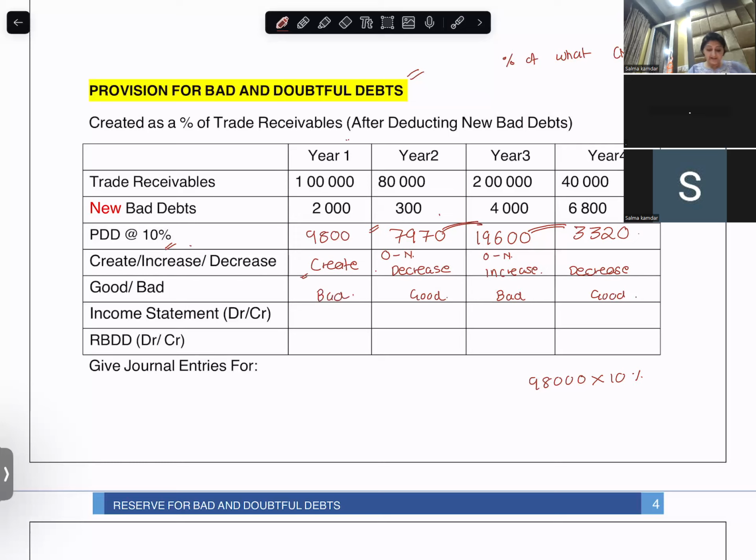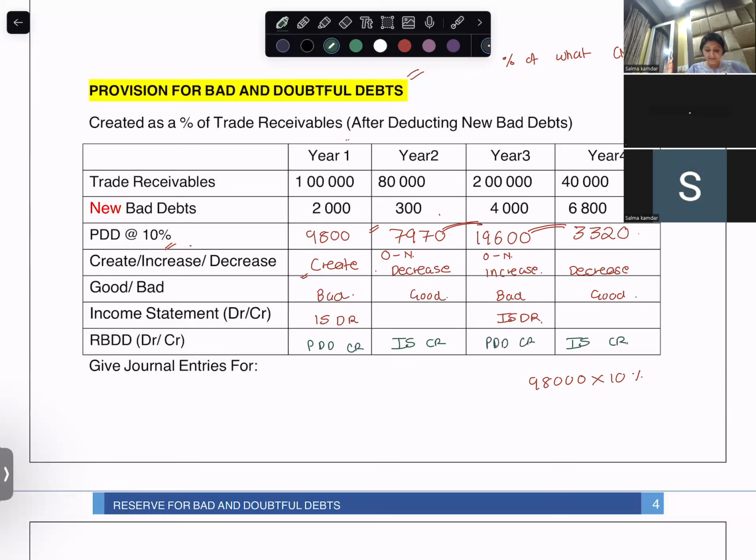Whenever it is a bad thing, it will be income statement debit, and income statement credit when it's good. PDD credit, PDD debit. Remember, this journal entry will be passed with the amount of old minus new.